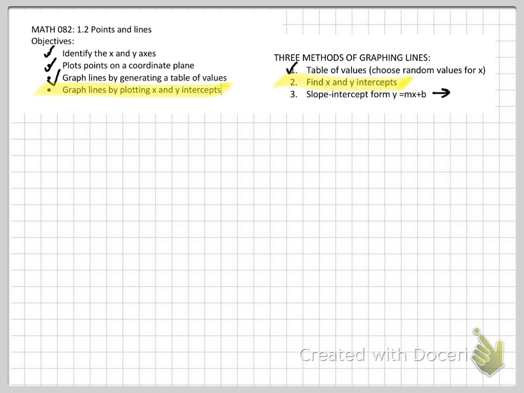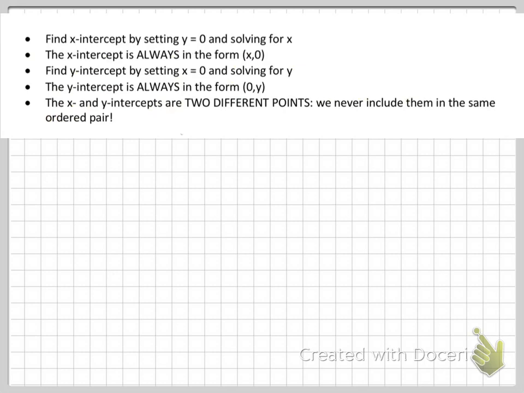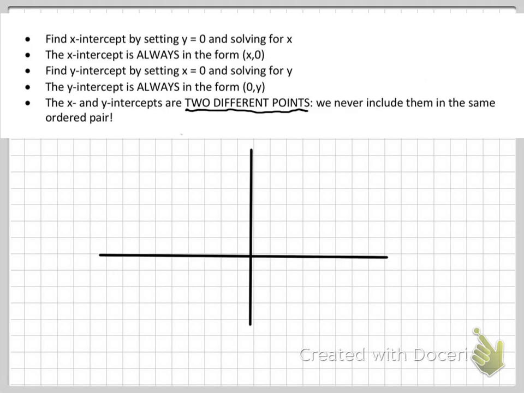So let's get started. According to our textbook, we can find the x-intercept by setting y equal to 0 and solving for x. Similarly, we can find the y-intercept by setting x equal to 0 and solving for y. Please notice, this is the most common mistake that I see. The x and y-intercepts are 2 different points, 2 different ordered pairs, not 1 point. Remember, you need 2 points to graph a line, so we need to make sure that we are generating 2 points in this process and not just 1.